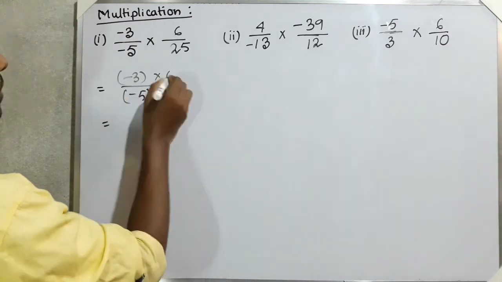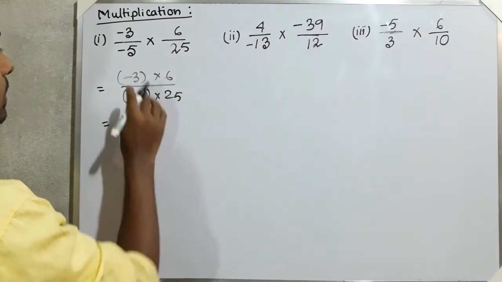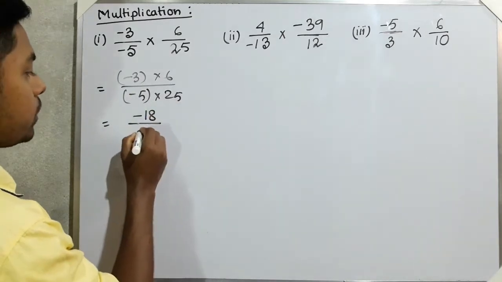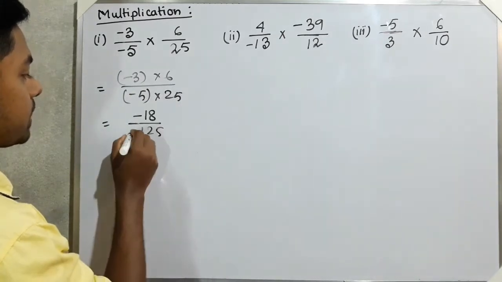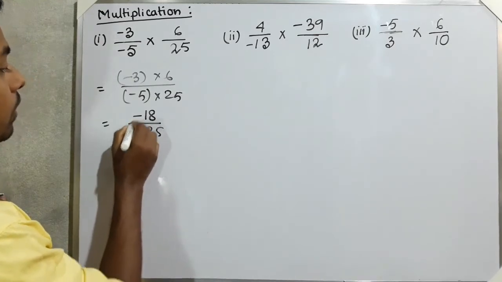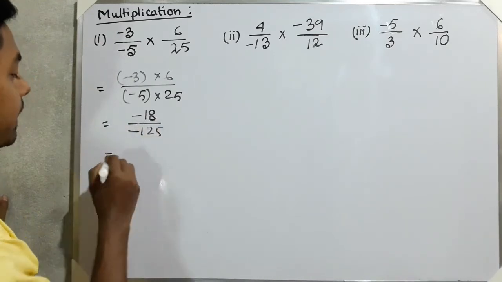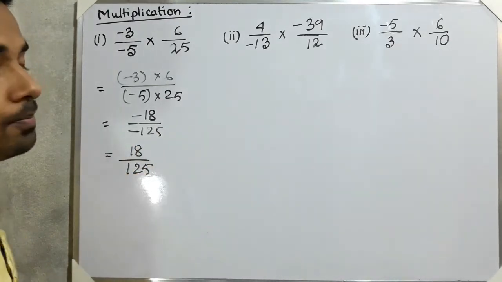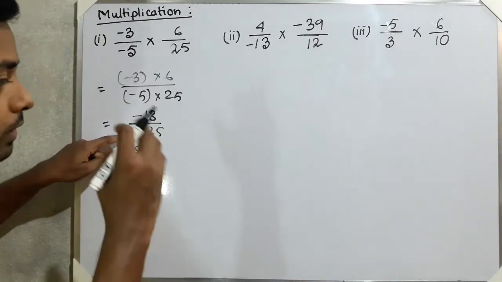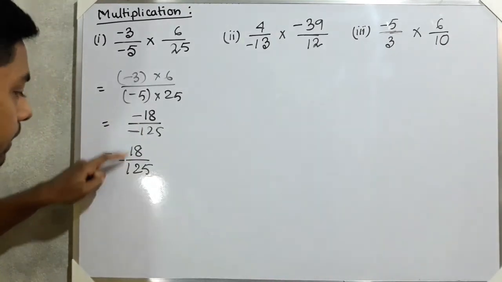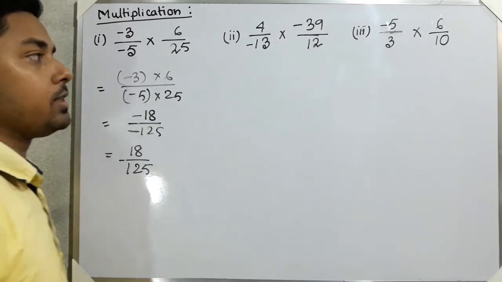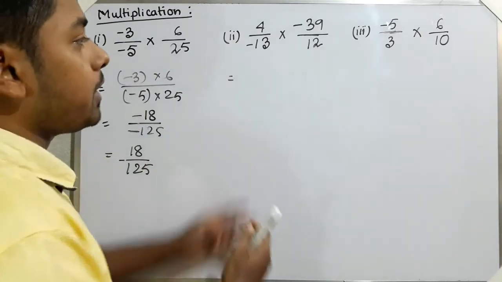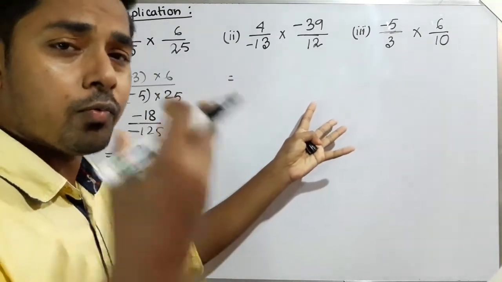That means 6 threes are 18, and here minus, so minus into plus equals minus. Then 5 fives are 25, 5 twenty-fives are 125, so minus into plus equals minus. Now this minus and this minus will be cancelled out, then 18 by 125 is the answer. So second question I'm taking. If you're having confusion here, let me explain the next two questions. I think it will be clear.